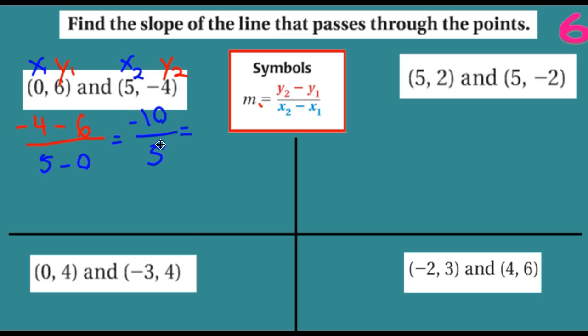And we can simplify that by taking 5 out of both. So we get -2 over 1. Or we can simplify that to just -2. So anything with a 1 under it, we can make that a whole number.